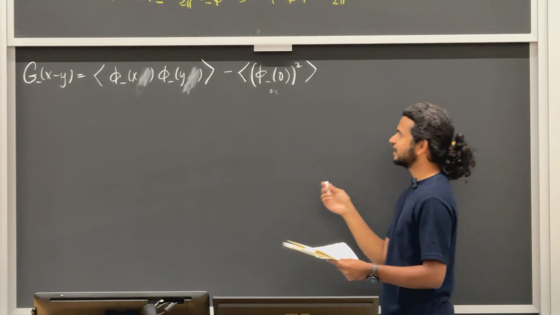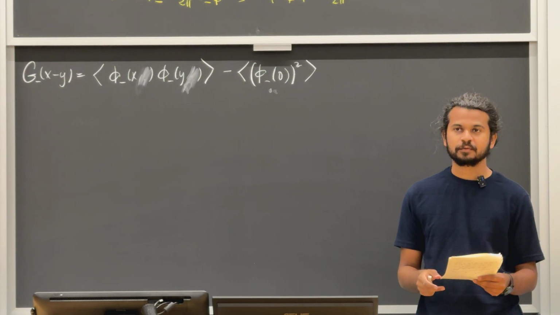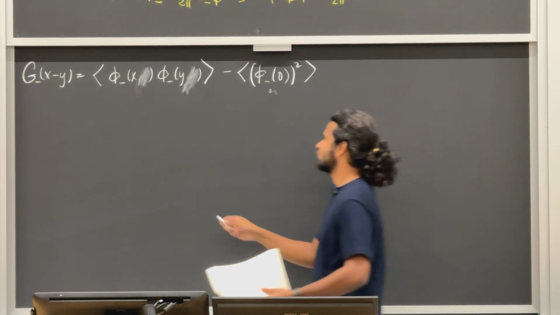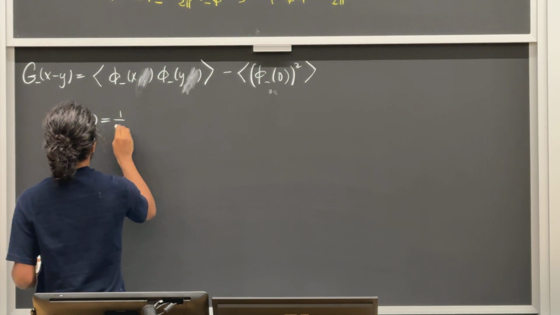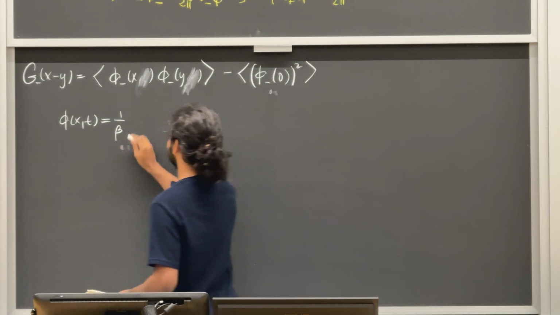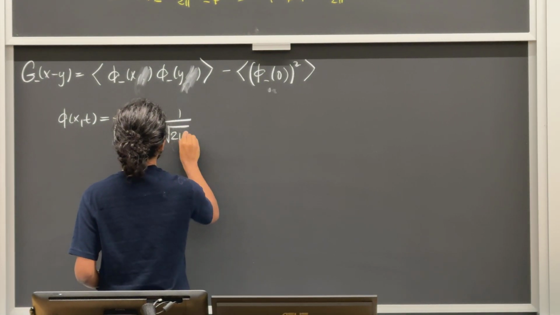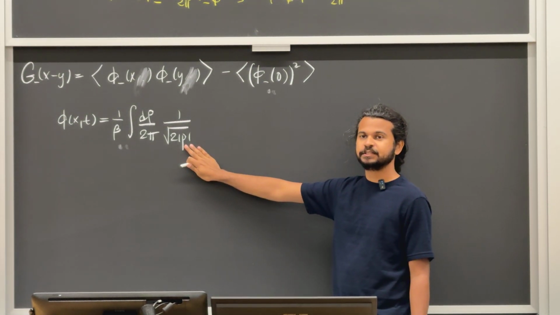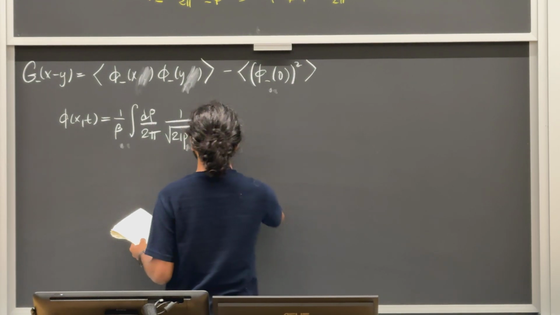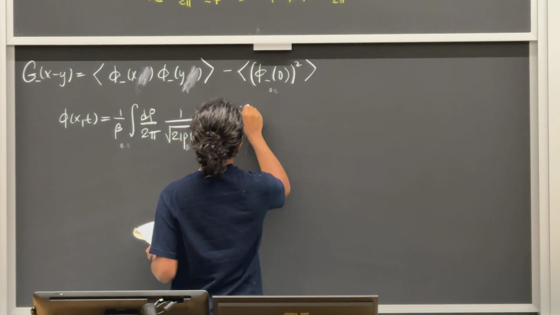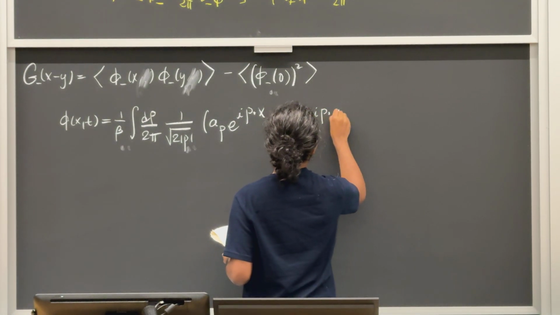So to evaluate this, I think it's easier to go back to a's and a daggers. So we have phi(x,t) equal to 1 by beta, this is a normalization convention, integral dp by 2 pi, 1 by square root of 2 absolute value of p. This is the energy in 1 plus 1d with zero mass, of course. a_p e^{ip·x} plus a dagger p e^{-ip·x}.